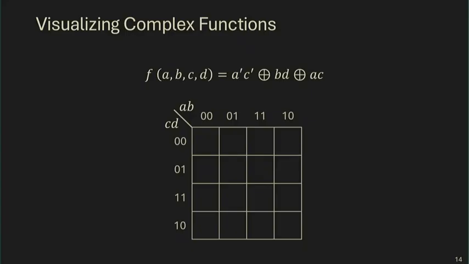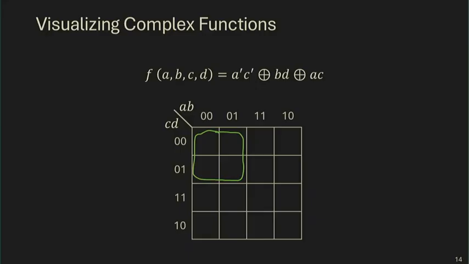And again, now I have an XOR expression of 3 terms. What I can do is first represent each term in the Karnaugh map and see how they overlap and how they interact. For example, in this example, A prime, C prime corresponds to this cube.